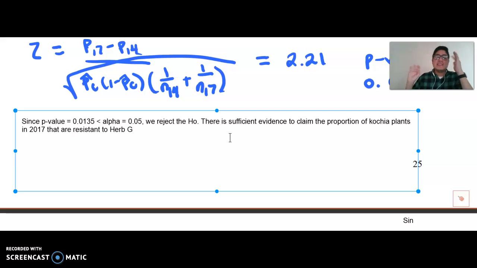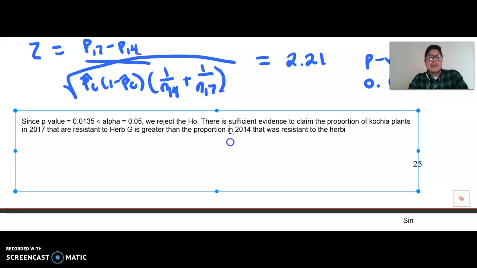So you can either say, yes, there is sufficient evidence to claim there has been an increase, or you can just list off the context of the alternative hypothesis here, which is that there's sufficient evidence to claim the proportion of kochia plants in 2017 that are resistant to the herbicide is greater than the proportion in 2014 that was resistant to the herbicide. Proportion that was resistant to herb G.